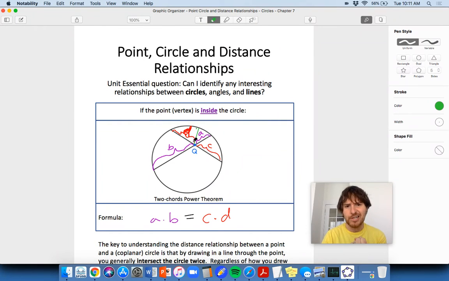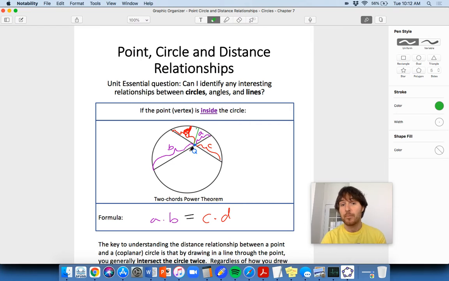Here, this looks like a shorter length to point Q. Okay, let's mark it E. But this is definitely the longest segment here, right? E times F would also be the same product here, okay? Because the power of that point over the circle is whatever that product is here, okay?